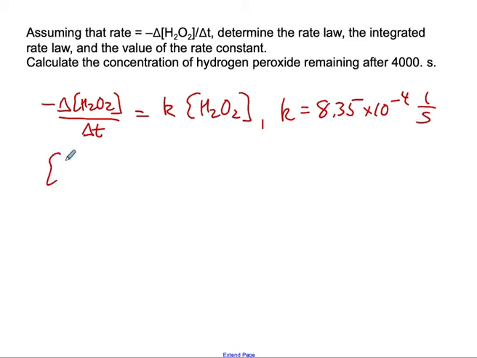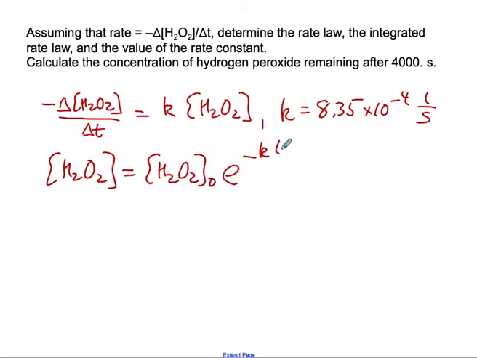I can write the integrated rate law: the concentration of hydrogen peroxide is the initial concentration of hydrogen peroxide times e to the negative kt. And now I can solve the problem. I can calculate the remaining concentration of hydrogen peroxide after 4,000 seconds simply by plugging into the integrated rate law.